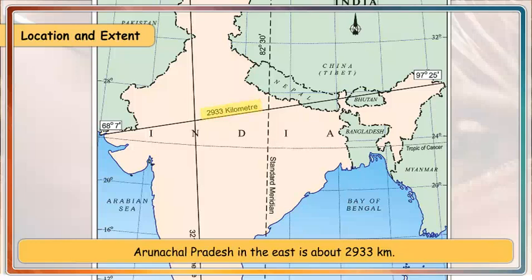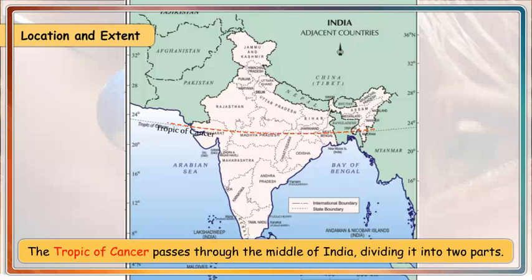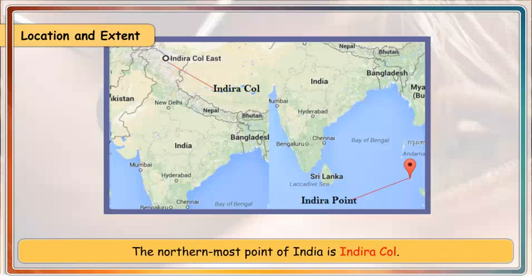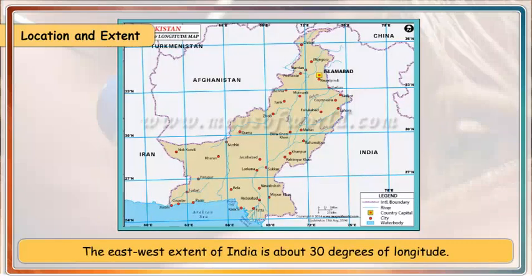about 2,933 km. The Tropic of Cancer passes through the middle of India, dividing it into two parts. The northern portion is nearly twice the area of the southern portion. The northernmost point of India is Indira Kol. It is situated in Jammu and Kashmir. The east-west extent of India is about 30 degrees of longitude.